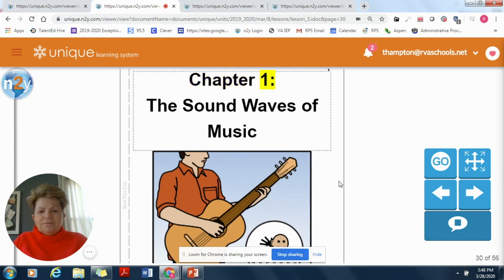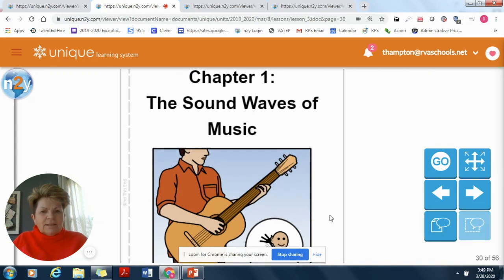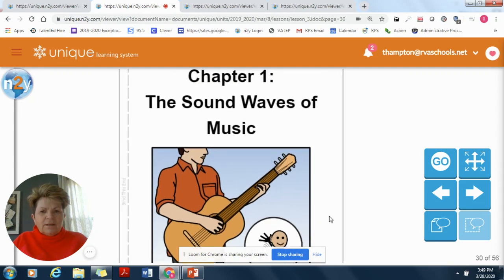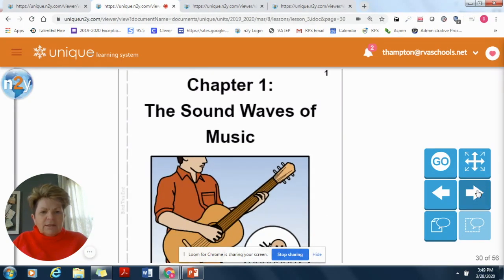Chapter 1. All right, what I want to do is I don't want it to read aloud because it will be a little boring. All right, but let's see if I can do that without it. So chapter 1, the sound waves of music.